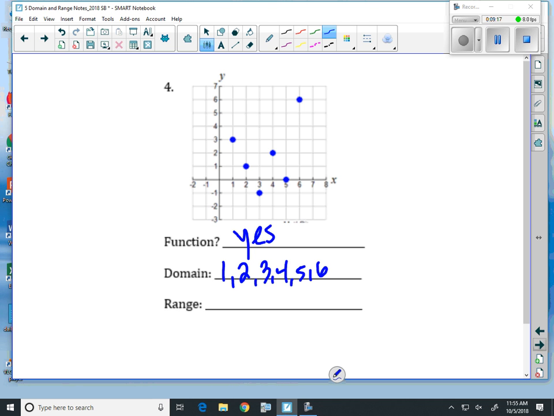All right, our range. So our range is our Y. So it goes from -1, 0, 1, 2, 3, and 6. So on a coordinate plane, you kind of have to look and see what's going on if they're not connected.